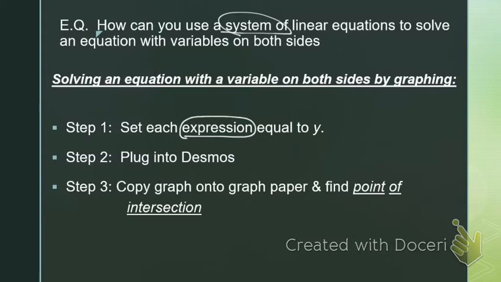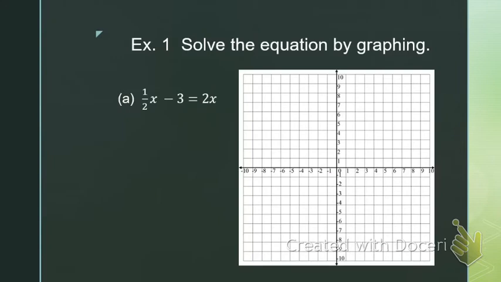You're going to set those expressions equal to y, which is going to create two equations. You're going to plug them into Desmos, you're going to copy them onto graph paper, and you're going to find the point of intersection. So there's only one new thing that I'm teaching you so far, and that is to set each expression equal to y. So let's look at example 1. It says solve the equation by graphing.